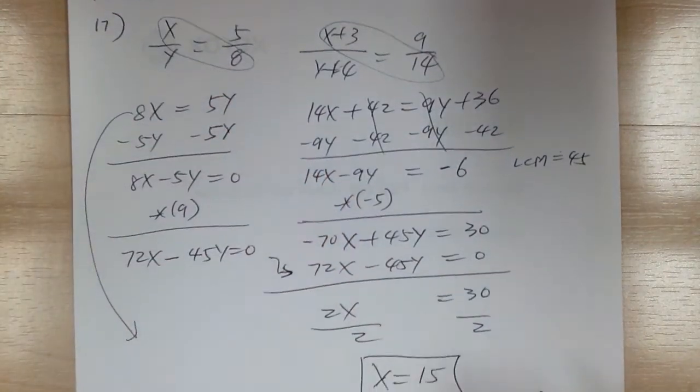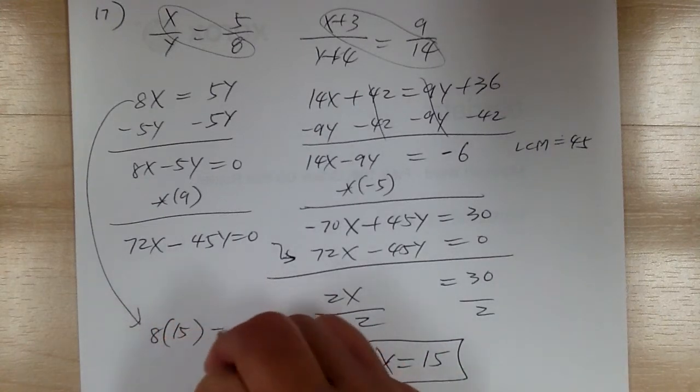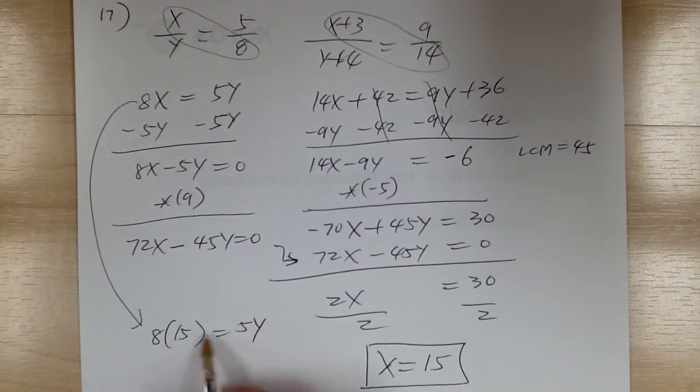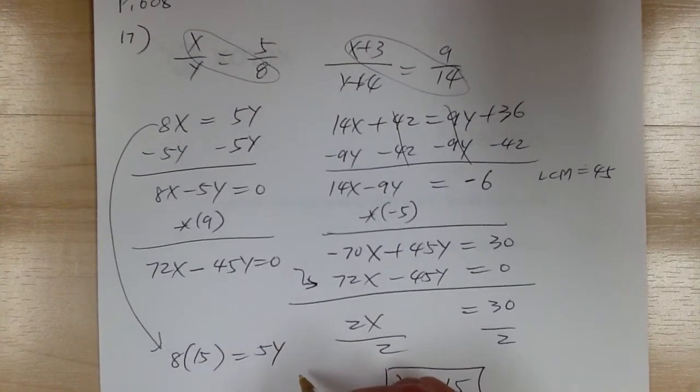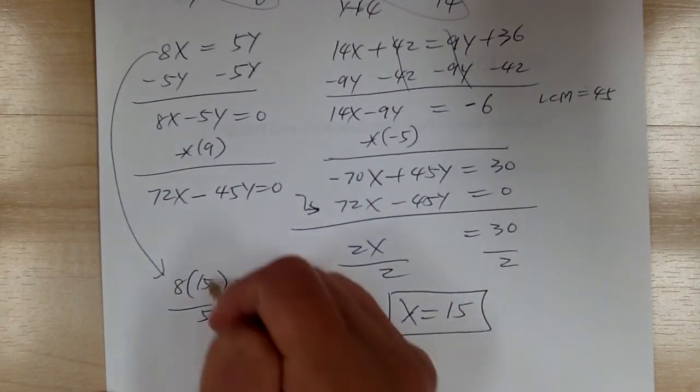So this would be the easier equation to solve for y. So I'm going to use this one over here. So I got 8 times 15 equal to 5y. Now, you don't waste time to multiply these things out. Okay, you're solving for y, right? So just divide by 5. So over here you can divide by 5, so this cancels out, and this also can cancel out.